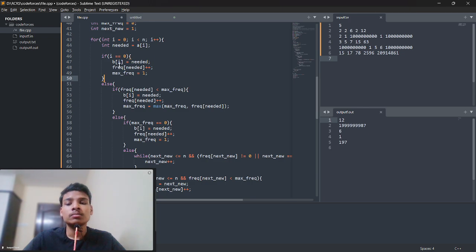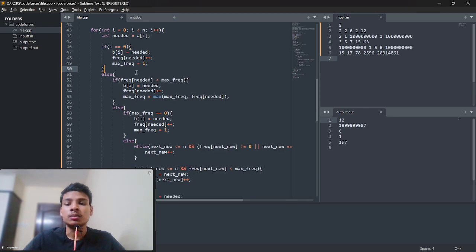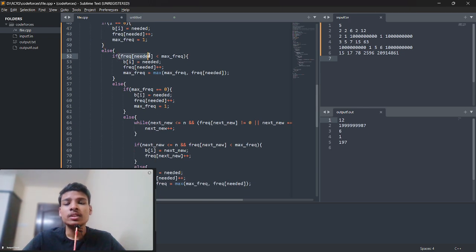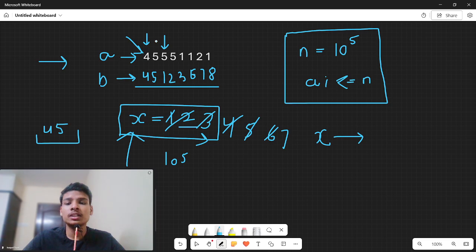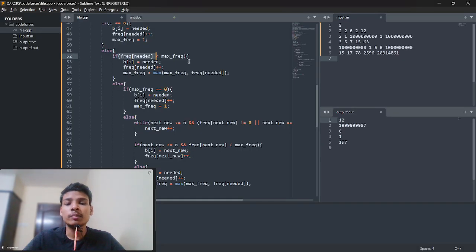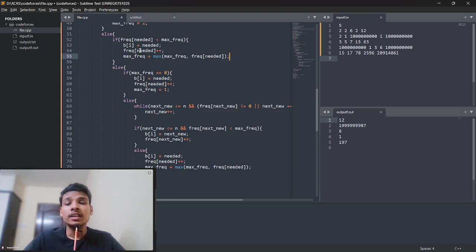But if it is not index 0, then what will I do? I will check if the frequency of needed, which means the frequency which is needed at this point, is smaller than the maximum frequency, then I know that this particular index has not occurred yet in my array. So I'll assign it to that needed, increase the frequency of that needed and assign it to maximum. Okay, done. Now next, if my frequency is greater than the maximum frequency, then what should I do?